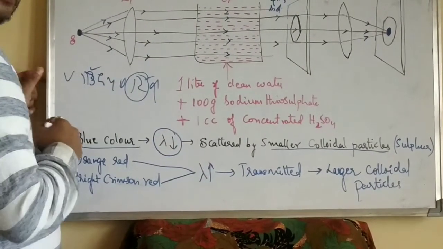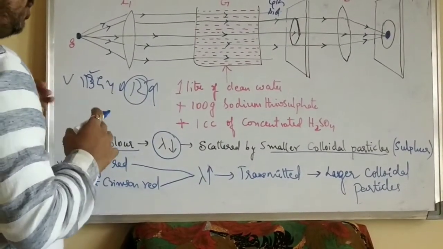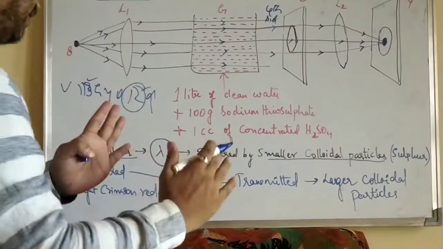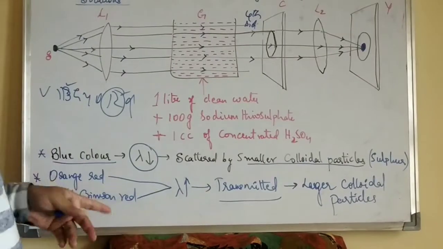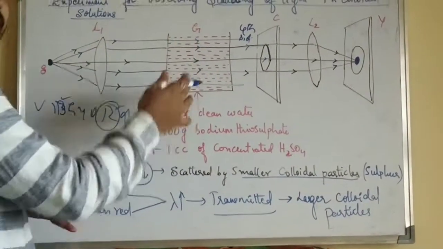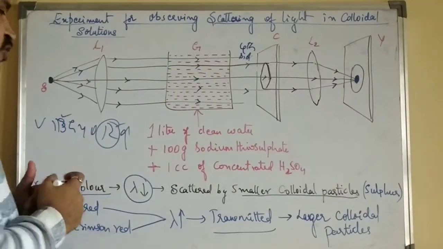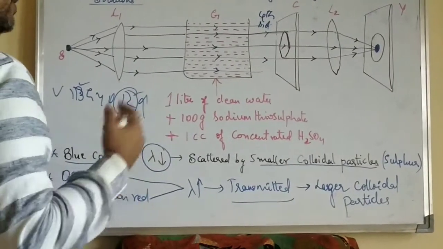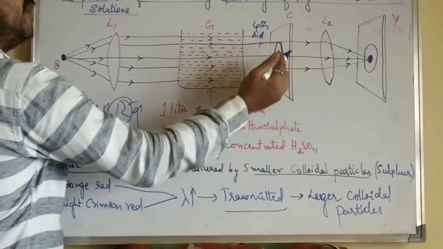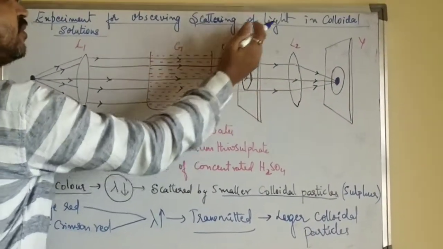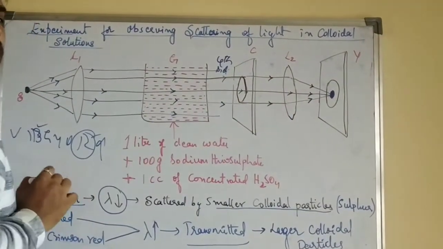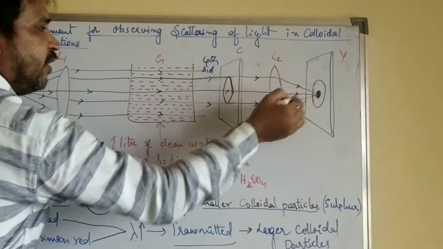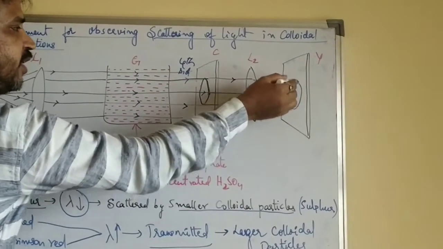Obviously the red has the higher wavelength, so the color which has the higher wavelength is transmitted. The color which has the lesser wavelength, that is blue, is scattered in that container itself. So the higher wavelength color is transmitted further, passing through the narrow hole on the cardboard and falling on the convex lens. Thereby the convex lens converges it on the screen.